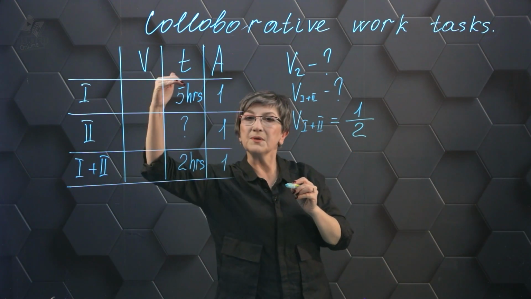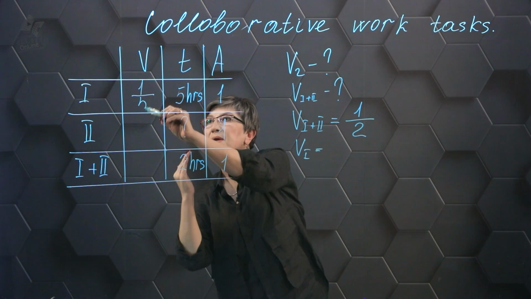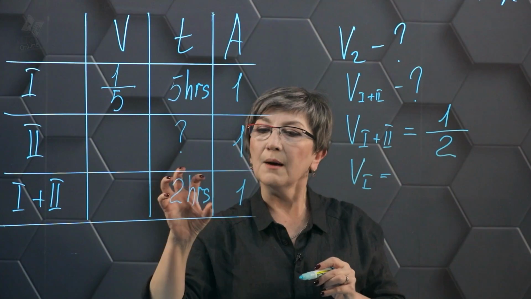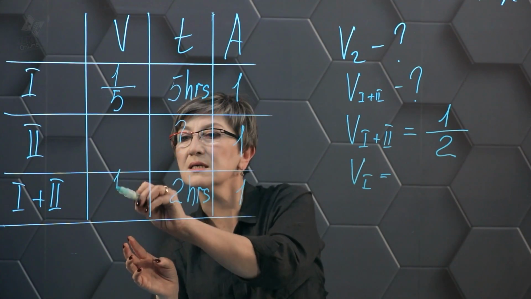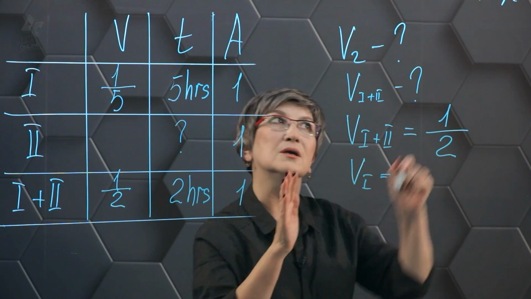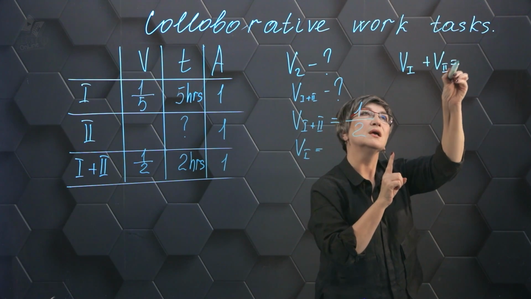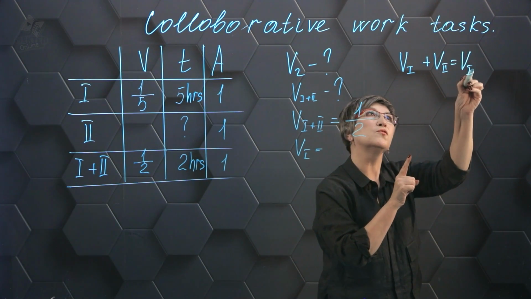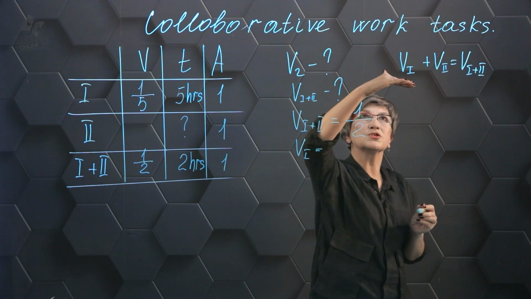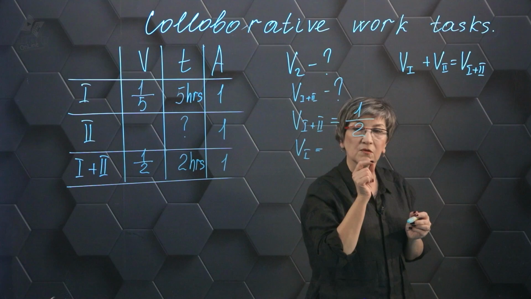The productivity of the first worker is 1 divided by 5. Let's fill in the table. The productivity of the first worker is 1 divided by 5, and the productivity of the 2 workers is 1 divided by 2. Let's remember how we solved the problems. We added the productivity of the first worker to the productivity of the second worker, and we got the productivity of the 2 workers who work together. If the productivity of the first worker and the productivity of the 2 workers are known, then we can find the productivity of the second worker.